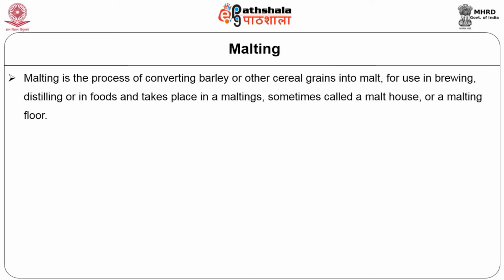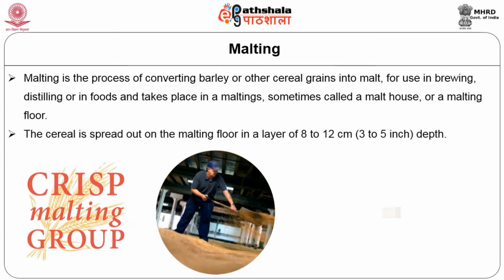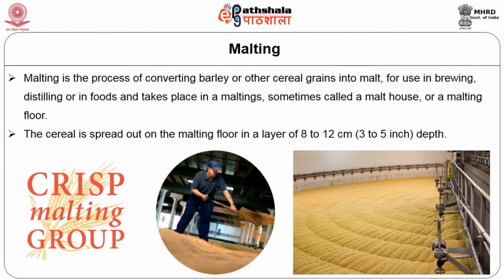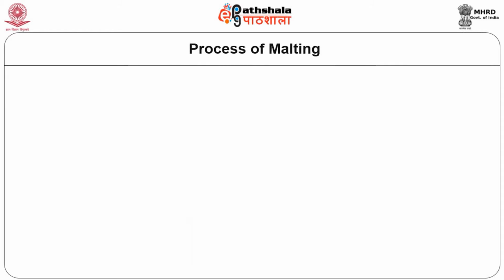Malting is the process of converting barley or other cereal grains into malt for use in brewing, distilling, or in foods, and takes place in a maltings. The place where it is done is called a maltings, sometimes called a malt house or a malting floor. The cereal is spread out on the malting floor in a layer 8 to 12 centimeters deep. What happens? The process of malting.